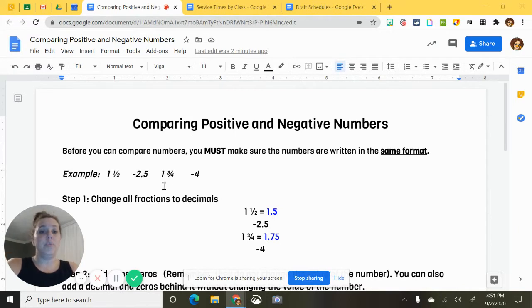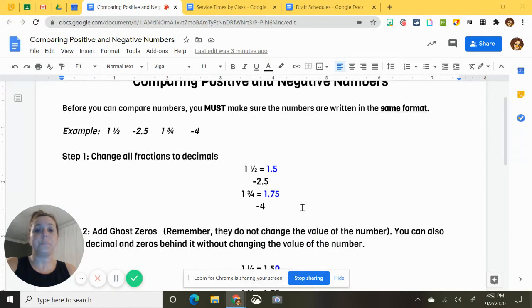Step 1 is to make all of the fractions into decimals. Now, 1/2 you should have memorized by now is the same as 0.5. This was already a decimal, so you can just leave it the same. And the same with 3/4. That's also one that you should have memorized as 0.75. If you forgot how to do that, I'll link my video on how to do that up here once I post this video.